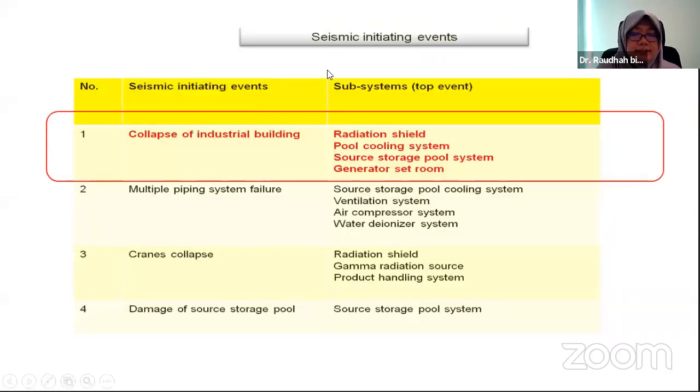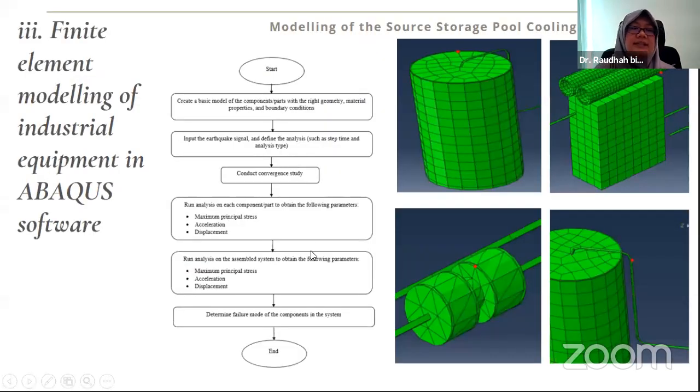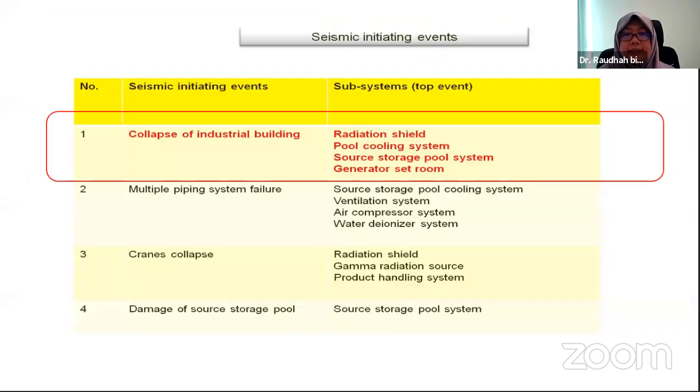Here you can see the flow chart telling us what processes can be involved. I think a lot of us are familiar with Abaqus software modeling, finite element modeling. We are trying to find displacement as the parameter, the peak ground acceleration response of the components, and the last part is on the system level.